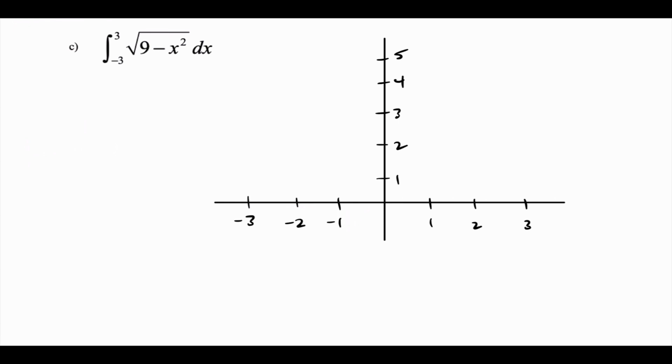So when I plug in, let's start with -3. When I plug in -3 in here, what am I going to get? Yeah, 0, right? So when I plug in -3, I get 0. Because -3 squared is 9. 9 minus 9 is 0. The square root of 0 is 0. So I'm going to go make a dot.